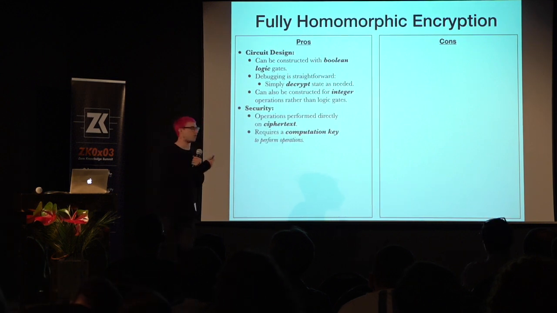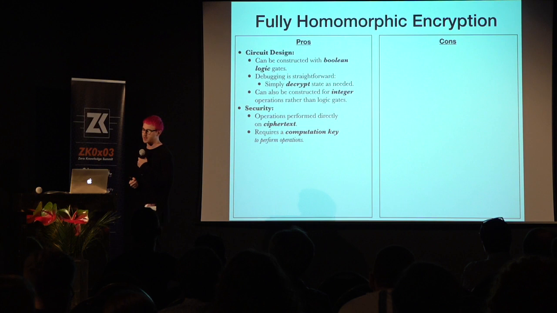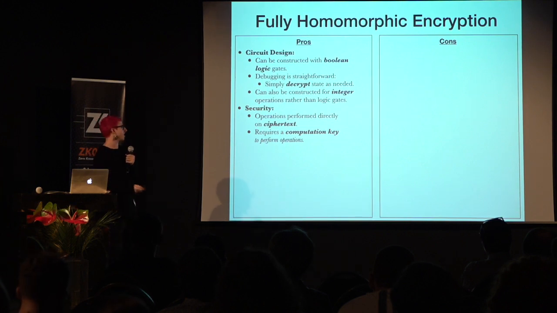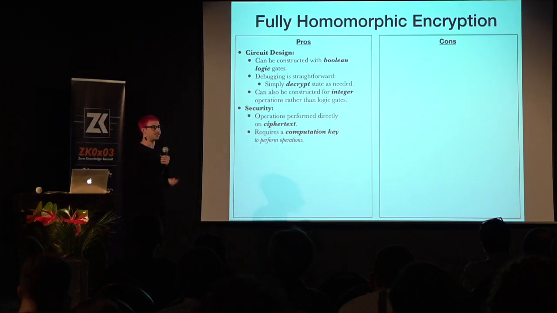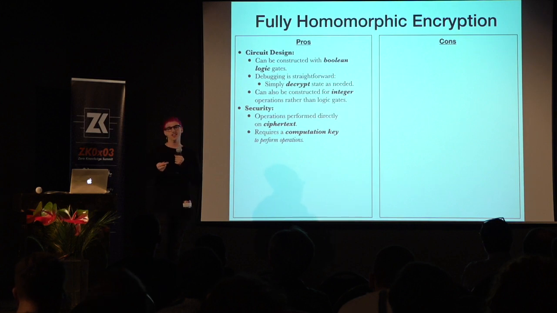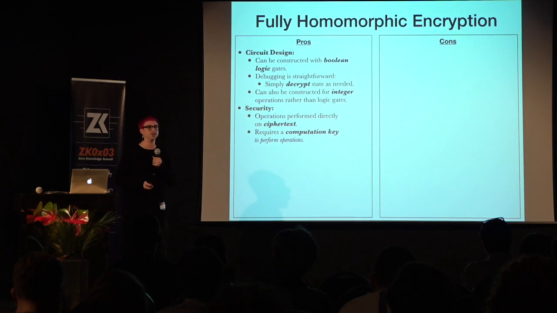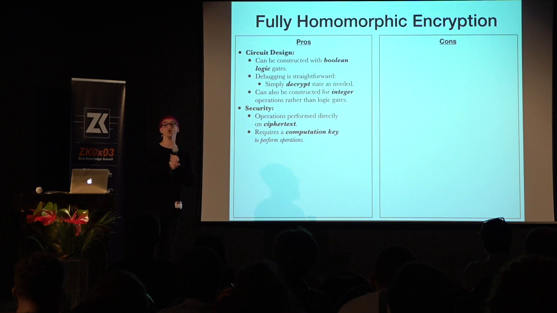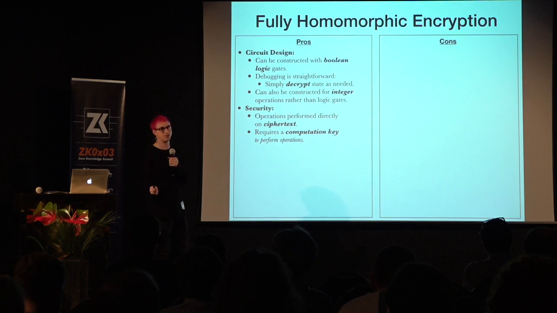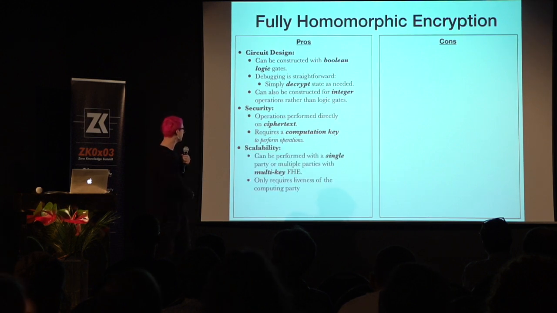Security: the operations are performed directly on the ciphertext, and it requires a computation key to perform the operations itself. So this can actually add a lot of great value to a protocol, where you can grant access to who should actually be able to compute. It's not just anybody, it's who you designate access to, but this also has downsides. We'll talk about that here in a moment.